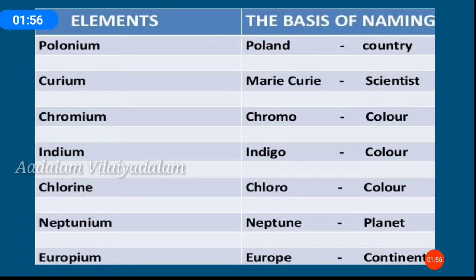Then neptunium, the name of the element given after the planet Neptune. Europium, named after the continent Europe. So like this, the names of some elements were given after places, countries, continents, etc.